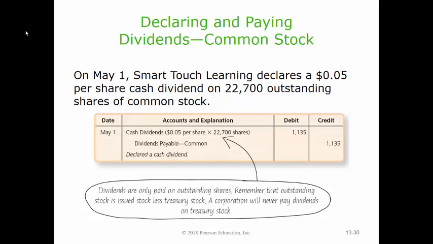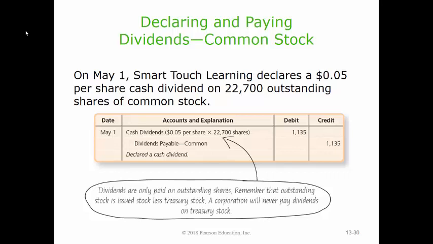And we're going to do so for that $1,135. This is only the date of declaration. We're not actually paying the dividends yet. We're just saying we're going to pay them in the future, which means we've committed to paying these dividends, but we haven't actually transferred any funds yet. We owe something. We owe our investors these dividends in the future.